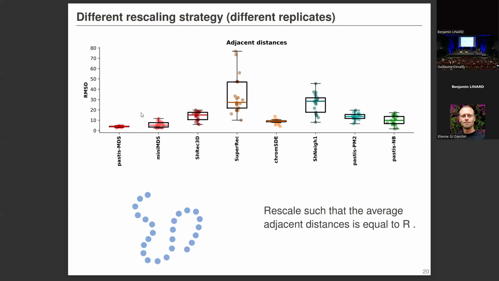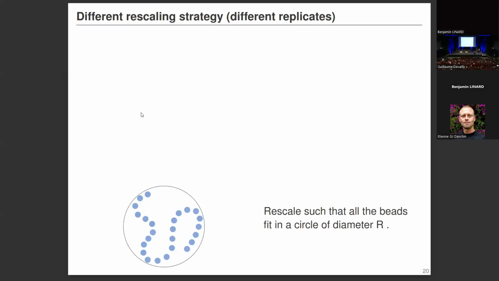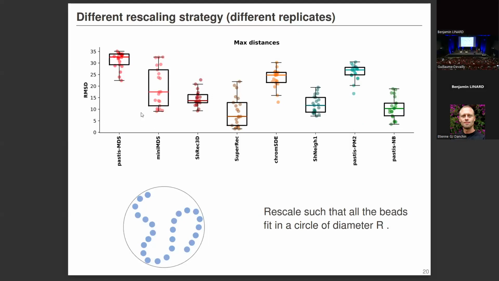The other thing that was a bit surprising was, actually, I'm going to mention this later. Okay, so I was already a bit surprised. Then what I did is I rescaled the structures such that all the beads fitted in a circle of a given diameter. It's a bit like I have a nucleus, everything needs to fit in it. And now the ranking of the methods changed drastically. So MDS, which worked best in my first rescaling strategy, now was the first one. And then SuperRec moved from being the worst one to the best one.